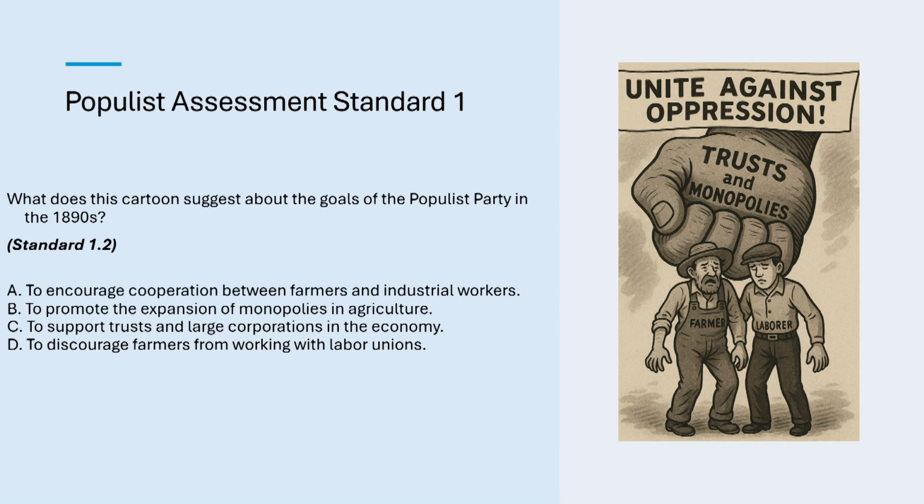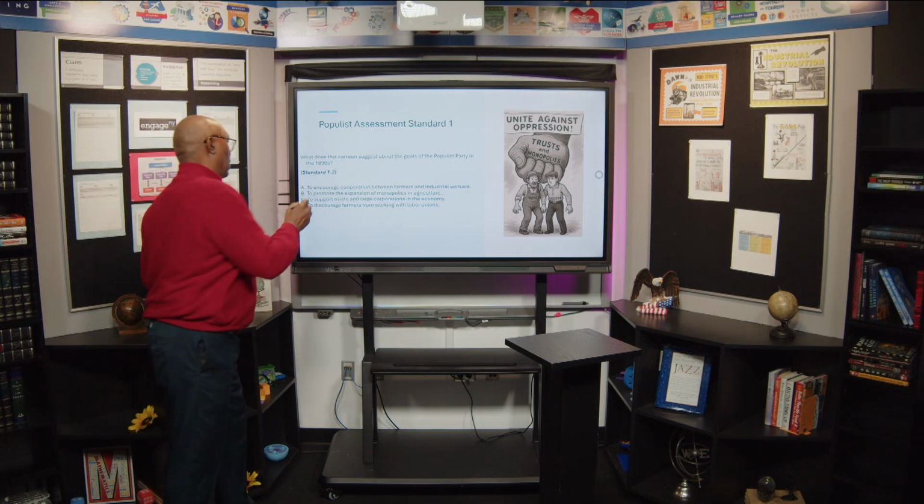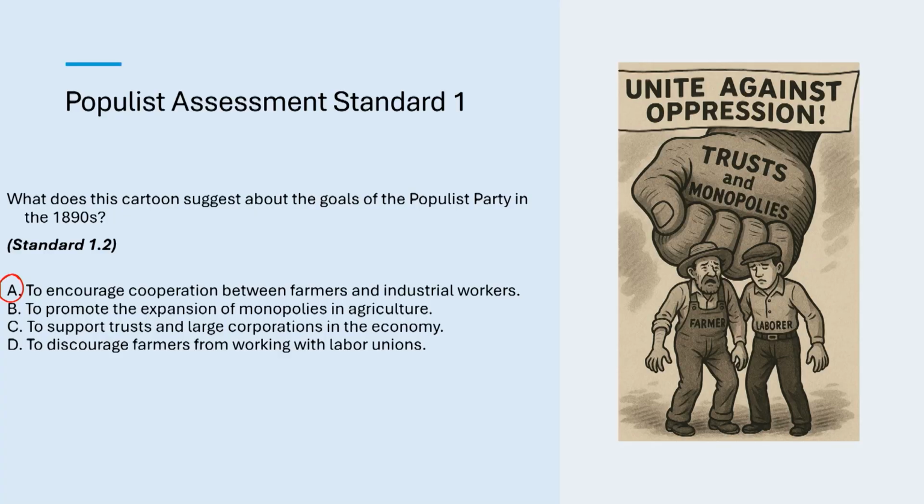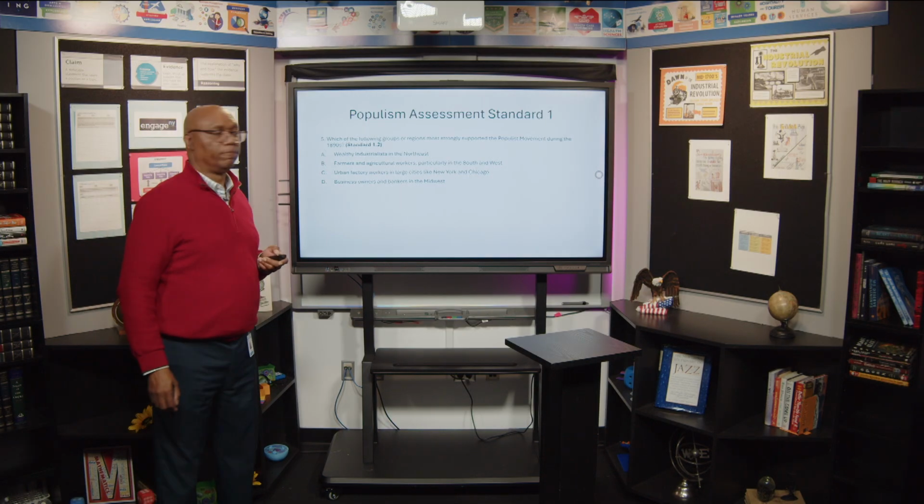All right, we have another cartoon. It says Populist Assessment Standard 1. What does this cartoon suggest about the goals of the Populist Party in the 1890s? Standard 1, objective 2. To encourage cooperation between farmers and industrial workers, to promote the expansion of monopolies in agriculture, to support trust in large corporations, to discourage farmers from working with labor unions. All right, it says unite against oppression, trust in monopolies, farmer and labor. So basically what it's doing is saying that the farmer and the industrial worker should cooperate with one another.